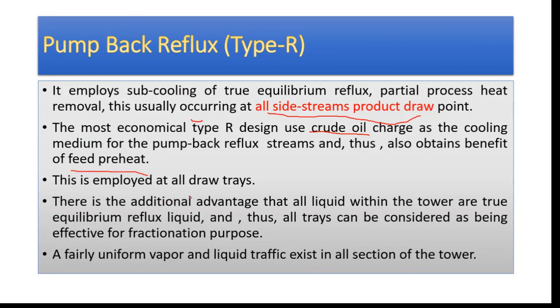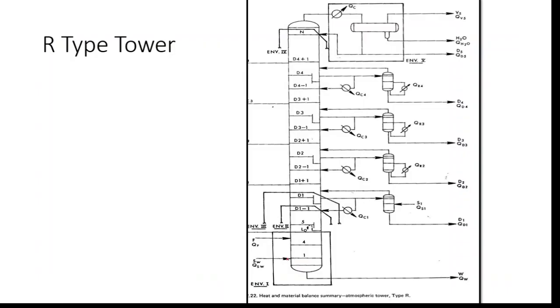Here we can employ this type of reflux on all the draw trays, and the additional advantage is that all the liquids within the tower are true equilibrium reflux liquid, and all the trays are considered effective for fractionation purposes, means there are no tray losses as in the case of the A type. Also a uniform vapor and liquid traffic exists here. Heat removal is also there.